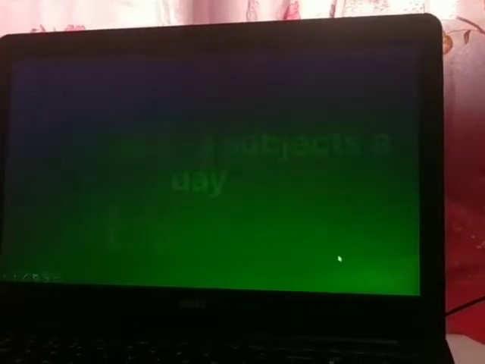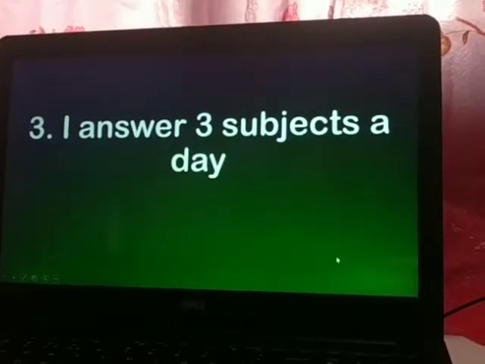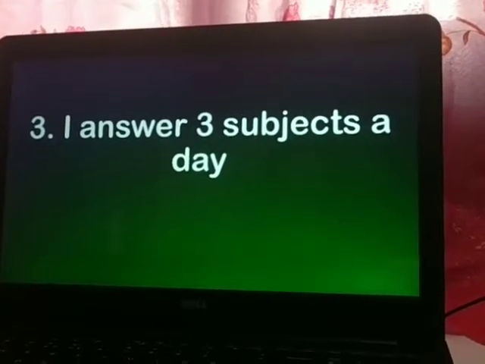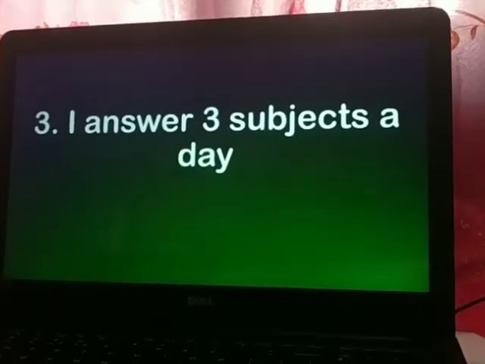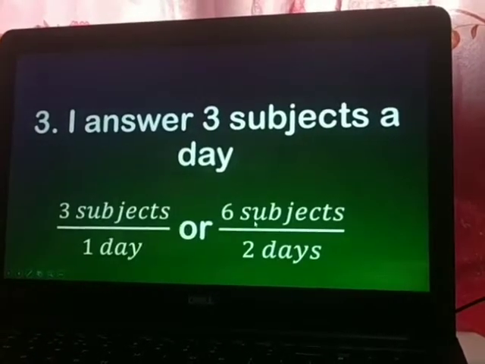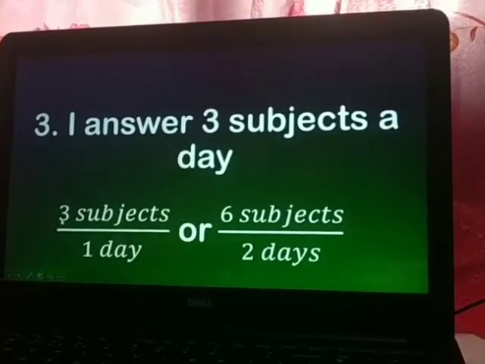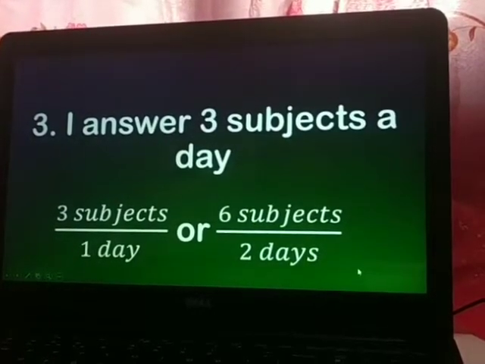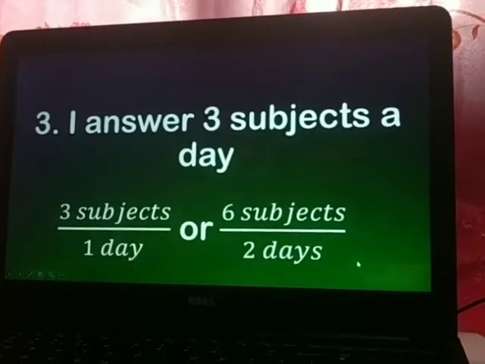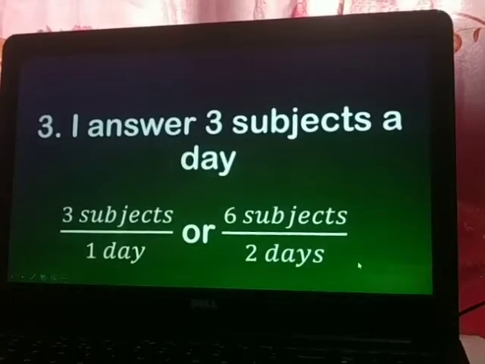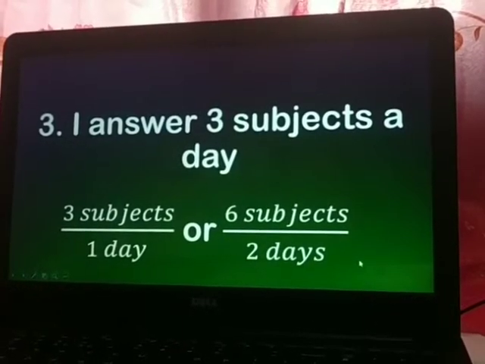And the last one. I answer 3 subjects a day. I'm doing my modules a day, and so I can finish 3 subjects a day. This means that I can finish 3 subjects a day or 6 subjects in 2 days. Those are examples of how we interpret problems into rational algebraic expressions. But let me give you an example.